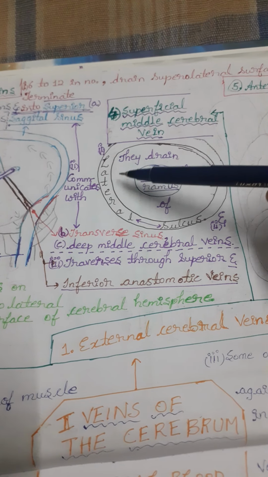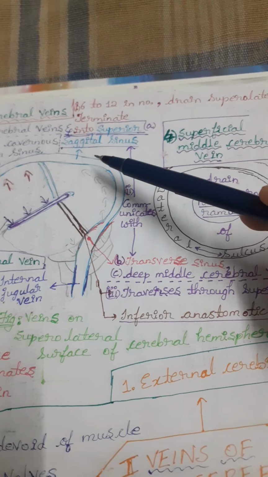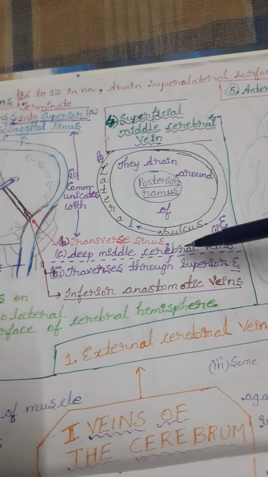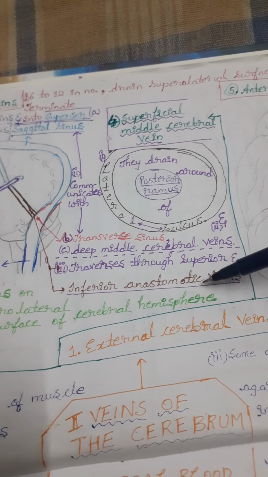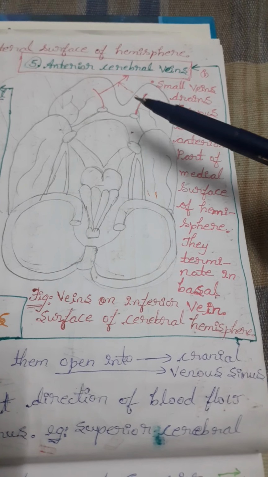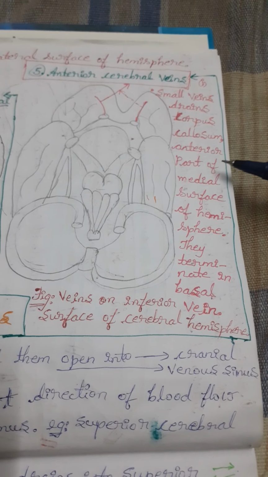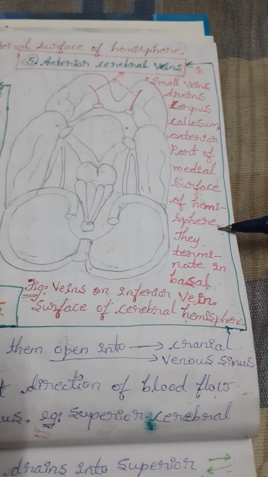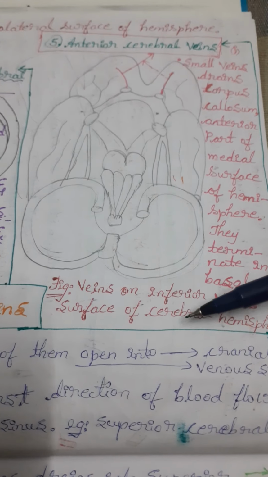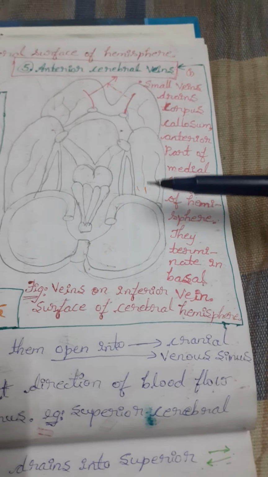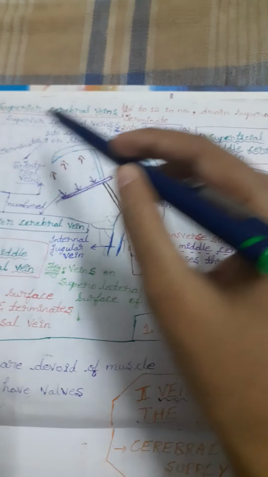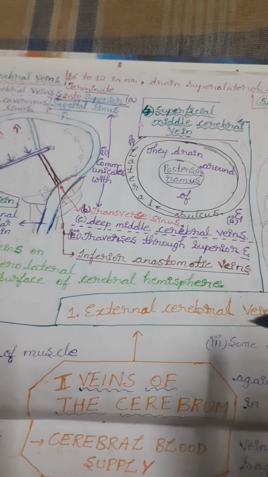The superficial middle cerebral vein will communicate with superior sagittal sinus, transverse sinus, deep middle cerebral veins, and traverses through superior and inferior anastomotic veins. At last, anterior cerebral veins are the small veins that drain the corpus callosum, anterior part of medial surface of hemisphere, and terminate in basal veins. This is a figure of veins on the inferior surface of cerebral hemisphere, which can be used to explain anterior cerebral veins. So these are the 5 types of external cerebral veins here.